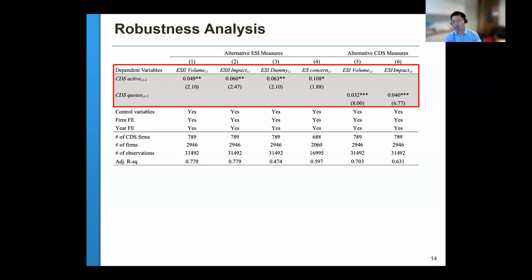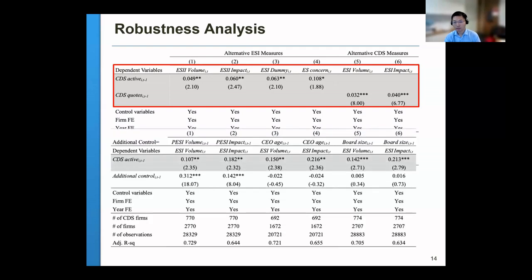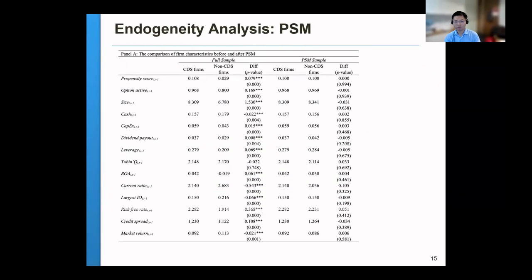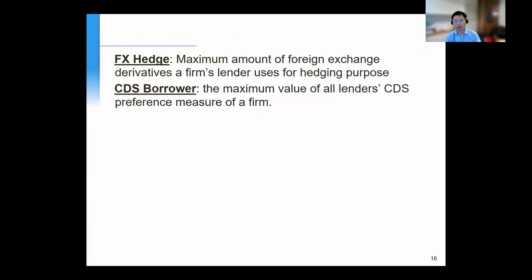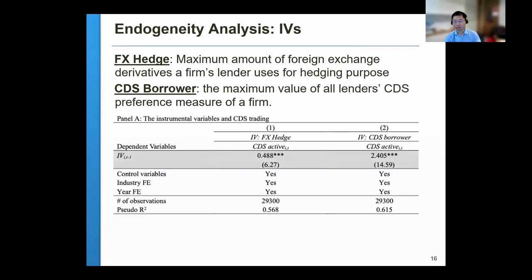We also try the number of CDS quotes to measure liquidity. We find that if the CDS market is more liquid, the impact becomes stronger. And we also try other measures. Let me go through quickly because I still have a couple of minutes. Here we also try the PSM, and we also try the IV approach, to show the causality.